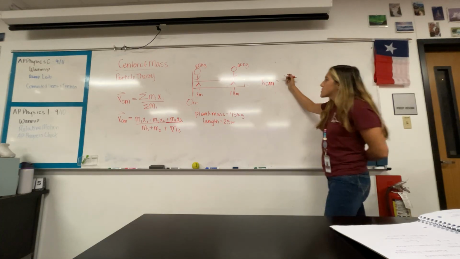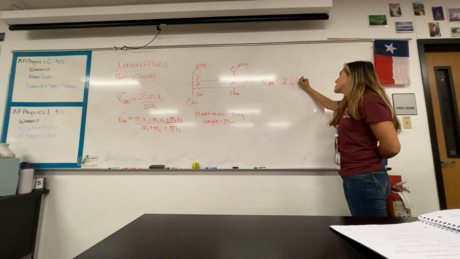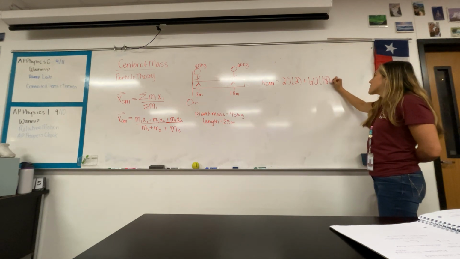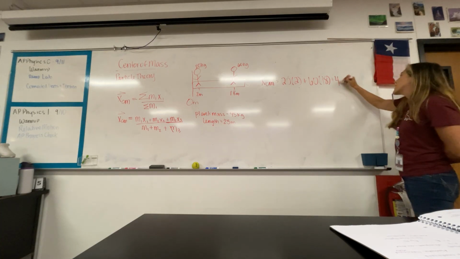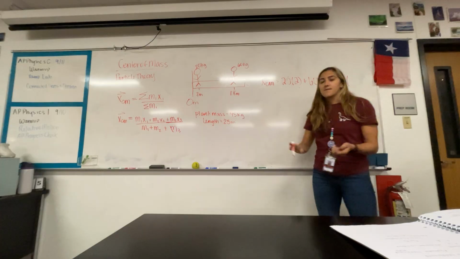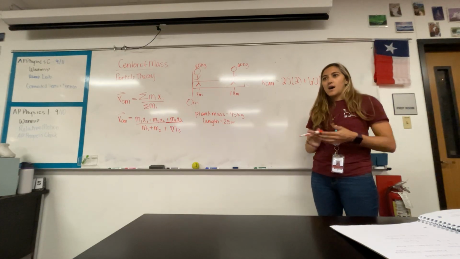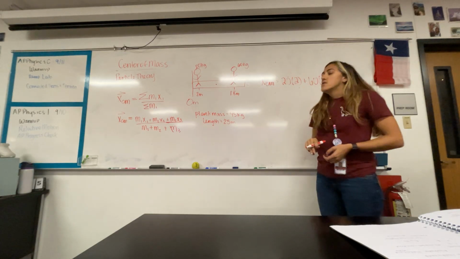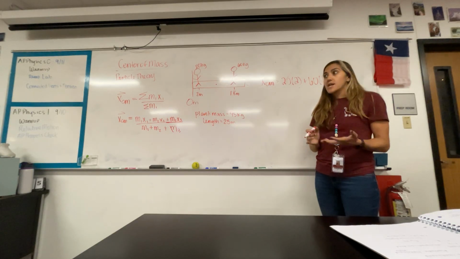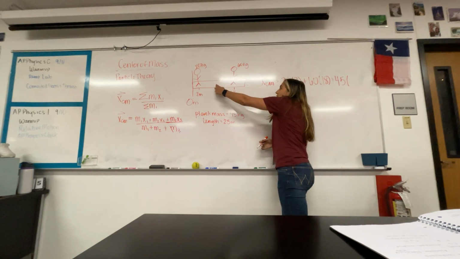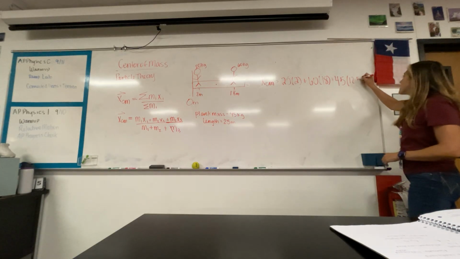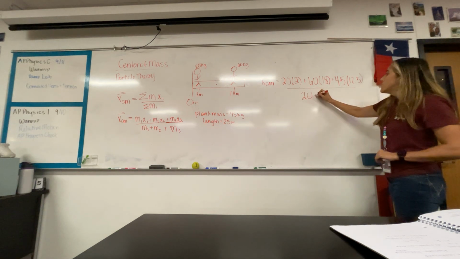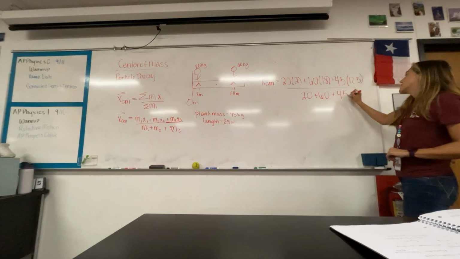xcm is equal to, I have 20 kilograms, that must be a child, located at 2 meters. I have 60 kilograms located at 18 meters. And I have this plank. So the plank is 45 kilograms, but where is it located? Well, we talked about a uniformly dense object is going to have its center of mass in its center. So the center of mass of this plank, we're going to treat as a particle located right there in the middle at 12.5 meters. If I put my masses in, I've got 20 plus 60 plus 45.